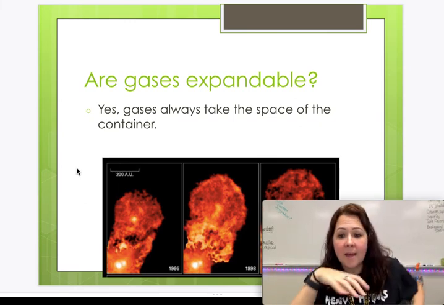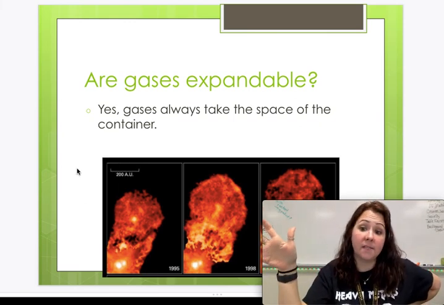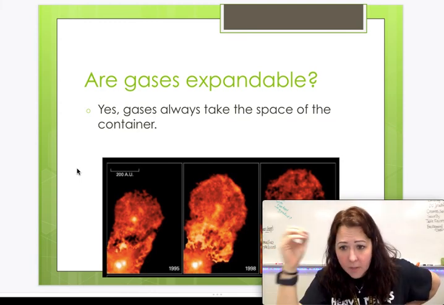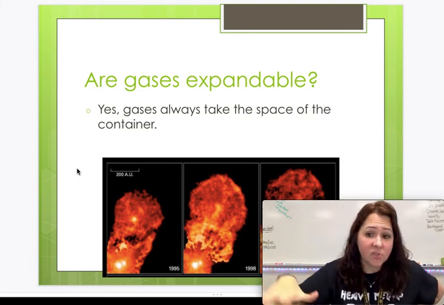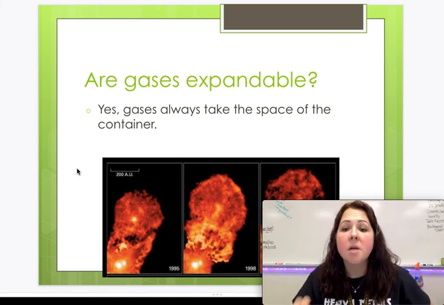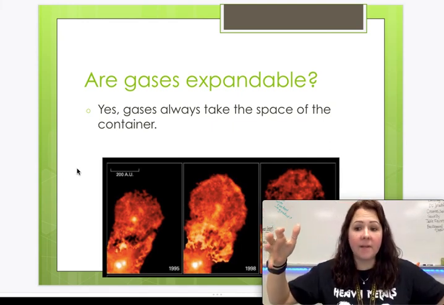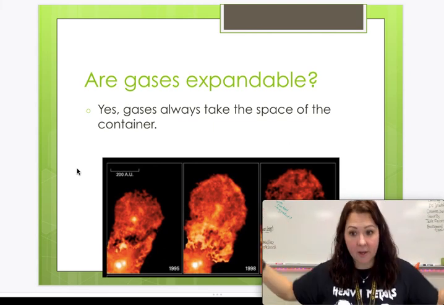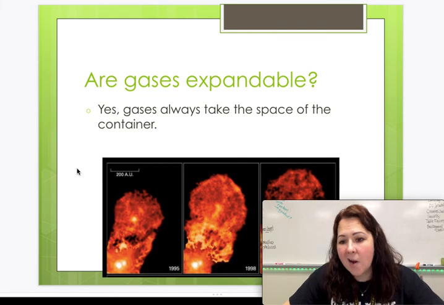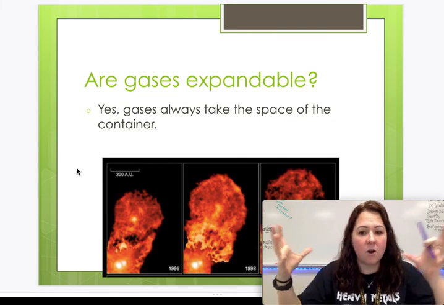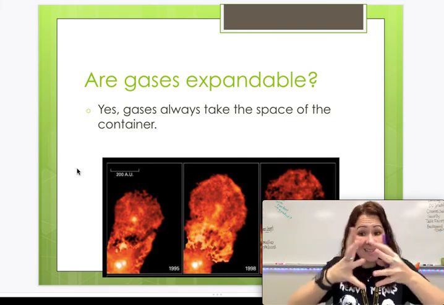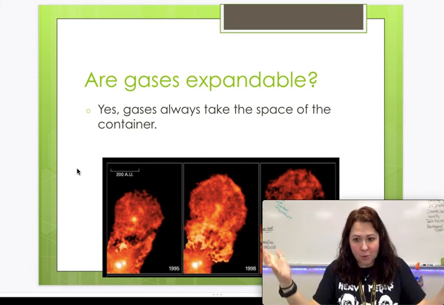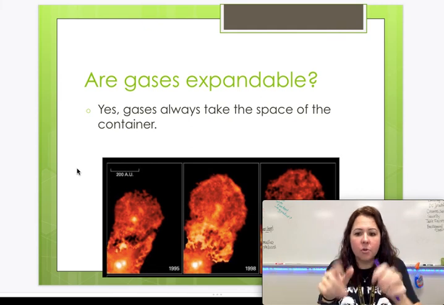Now, if you remember, a gas always wants to completely fill its container. So because it wants to completely fill its container, it's going to automatically take the entire space of that container. So if you make the container bigger, it's going to fill up the space of the container. So gases are highly expandable because they want to stay as far away from one another as possible. As the gas expands out, their pressure goes down. As the container gets smaller, the pressure is going to go up.